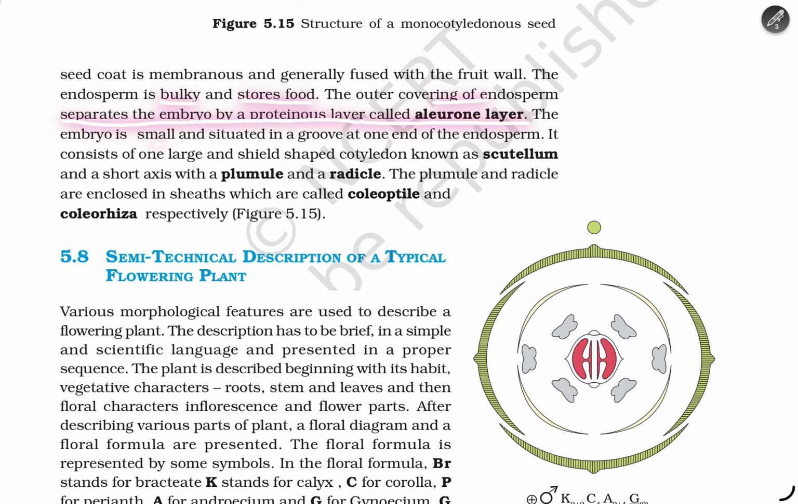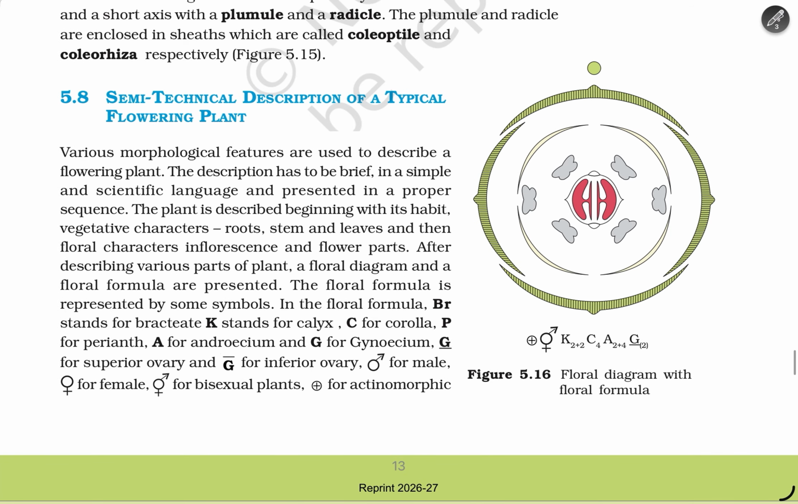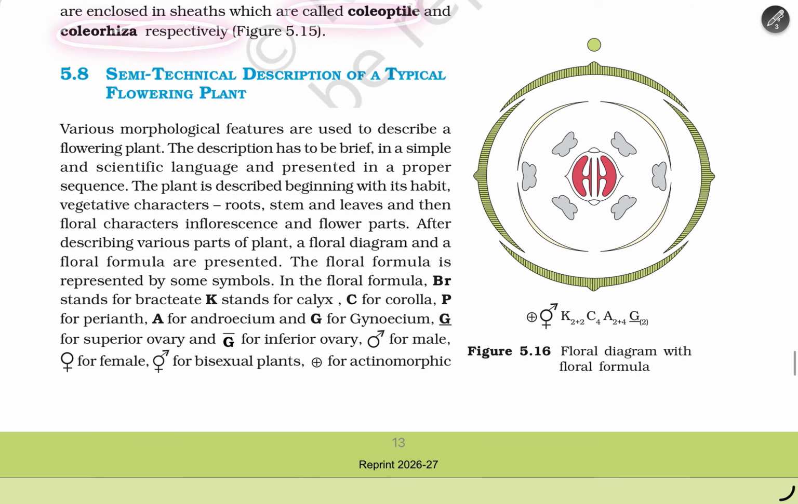The embryo is small and situated in a groove at one end of the endosperm. It consists of one large and shield-shaped cotyledon known as the scutellum, a short axis with a plumule, and a radicle. The plumule and radicle are enclosed in sheaths called the coleoptile and coleorhiza respectively.